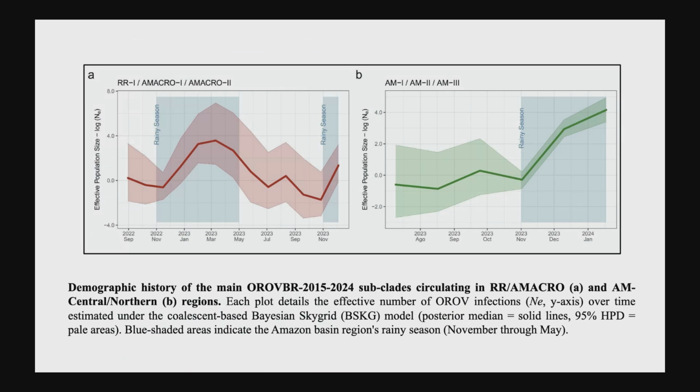Another result that we could see using this sequencing approach, and of course epidemiological information, is that the virus population increased a lot during the rainy season, then it decreased, and then increased again in the rainy season at the end of 2023. The same for the different clades, as you may see here in red and in green. All of the different clades increased during the rainy season.